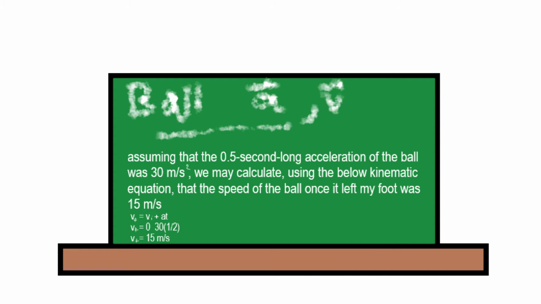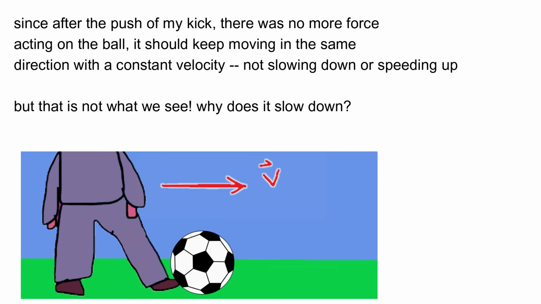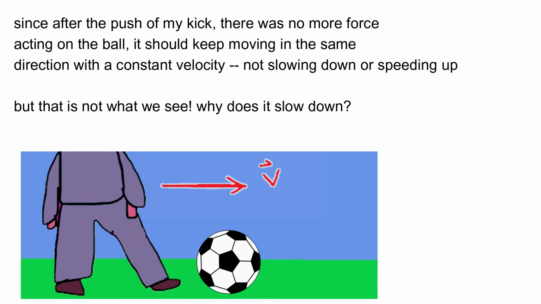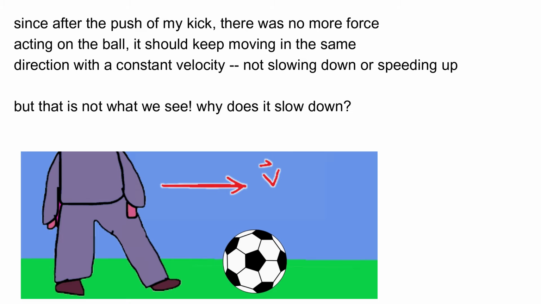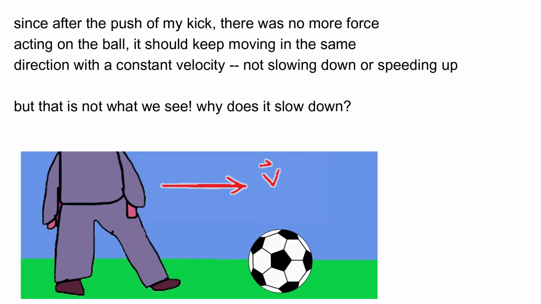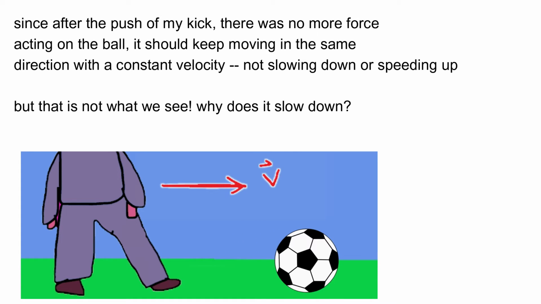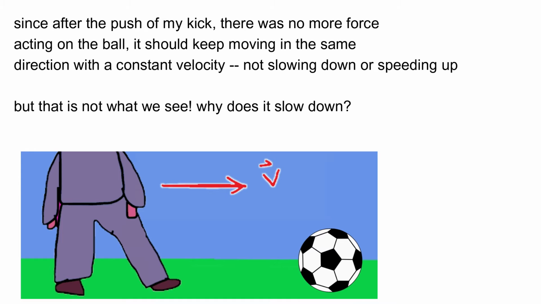Assuming that the kick lasted for half a second and the acceleration I gave the ball was positive 30 meters per second squared, the velocity with which the ball left my foot can be found using this kinematic equation. Once the kick was over, the ball had no more force acting on it, and so therefore had no more acceleration. Thus, it should now continue to travel in the direction of my kick at a constant speed of 15 meters per second for eternity. This is, of course, unless an opposing force acts on it.